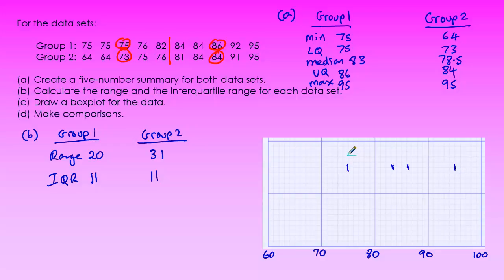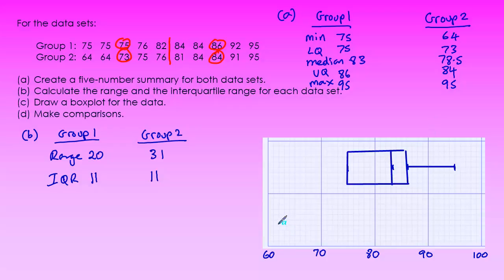So this is a slightly unusual shaped one where the lowest value and the lower quartile are the same. But what we do is we just start the box there. And remember, the box goes as far as the upper quartile. And then we get a line across where the median is and a stalk going out to the end.